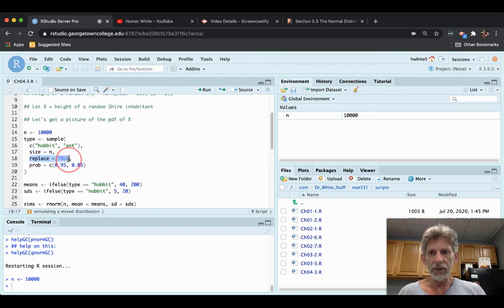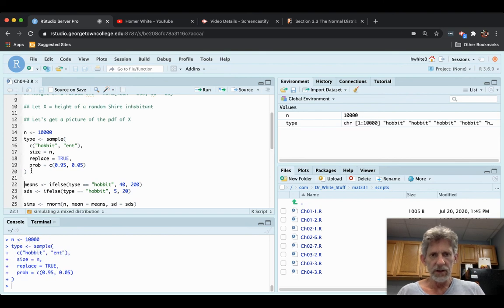Every time I pick something, I'm going to stick it back, so that every time I grab, I'm looking at two things I could get. And the chance of grabbing Hobbit is 95%, and the chance of grabbing ent is 5%. That's what that argument is doing. So I'm going to run this. And there's type over in my global environment. So mostly that's going to be Hobbit, but sometimes it's going to be ent, on and on for n times.